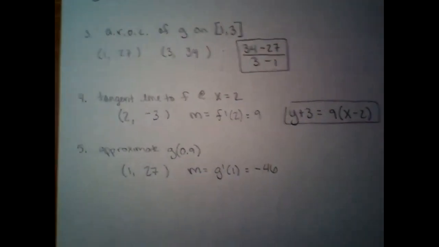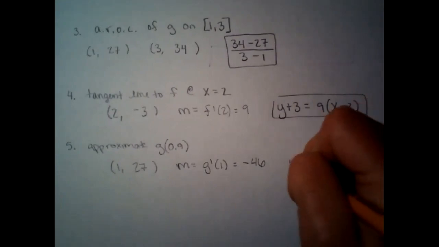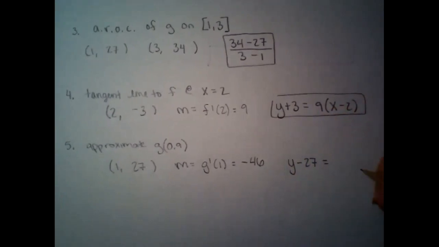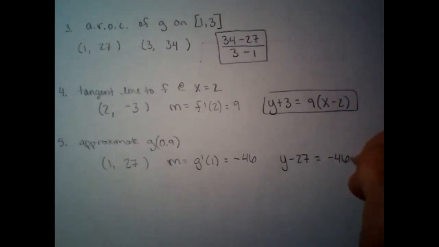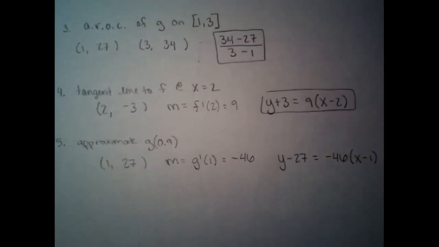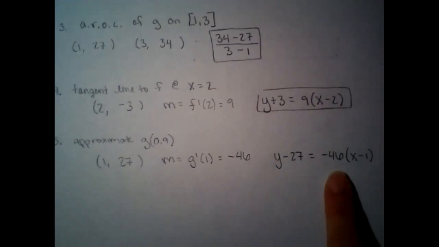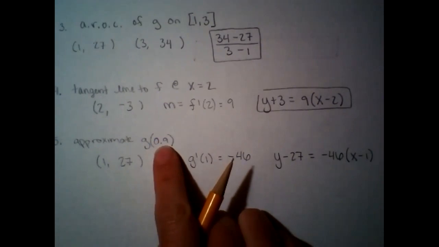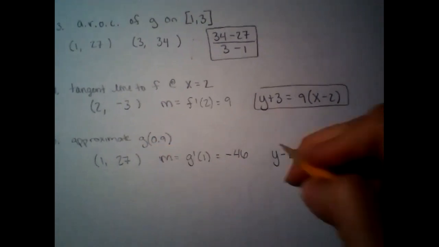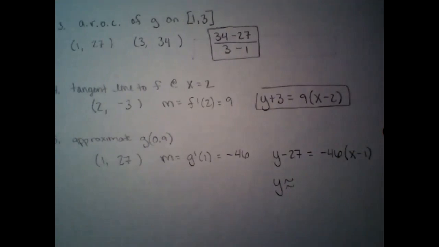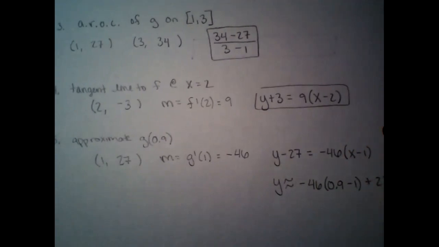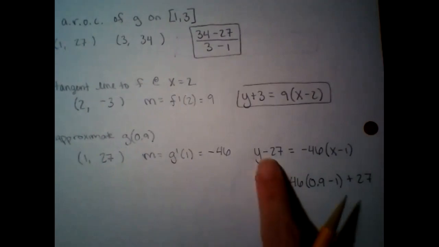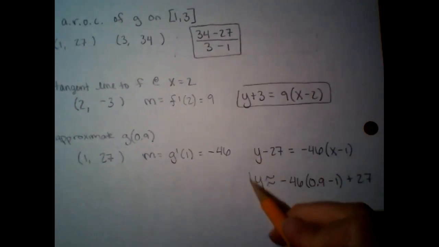So putting that all together into our equation will give us y minus 27 equals -46 times (x minus 1). So that's our equation of the tangent line. And then all you have to do for your approximation is plug in 0.9 and then get y by itself. So y is approximately -46 times (0.9 minus 1), and then I've got to add that 27 to the other side so that y is alone.